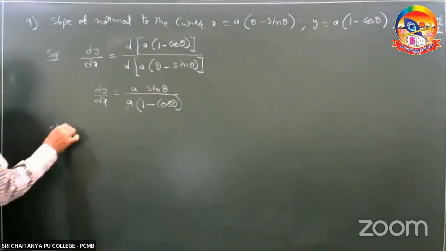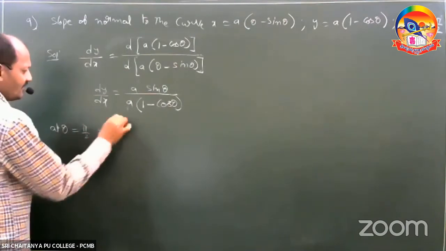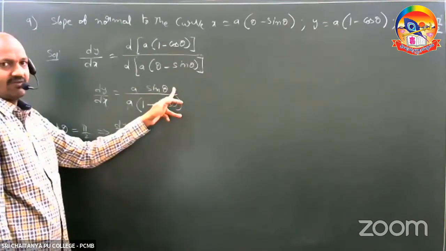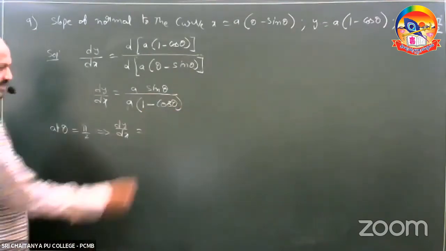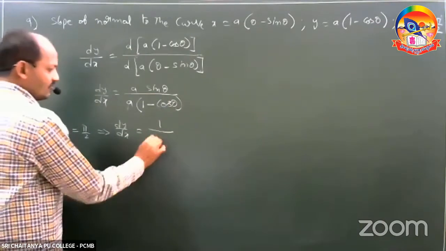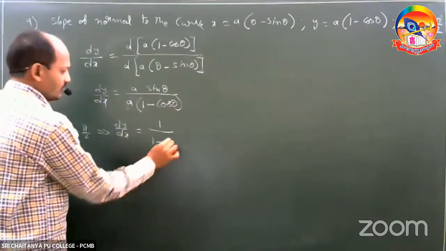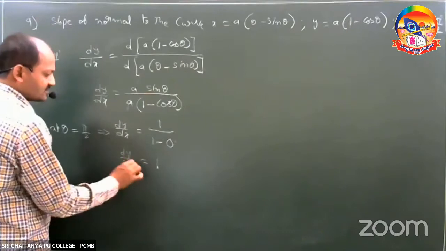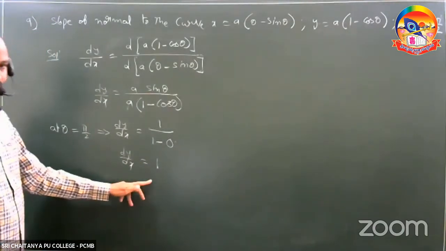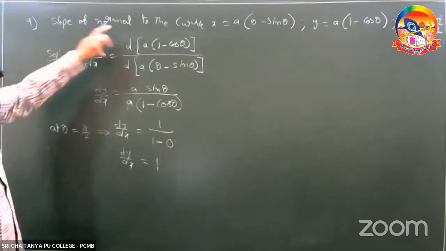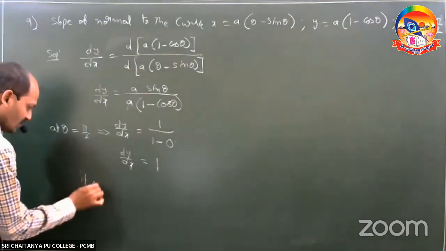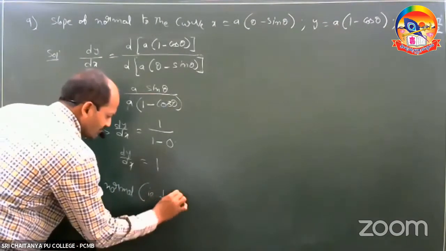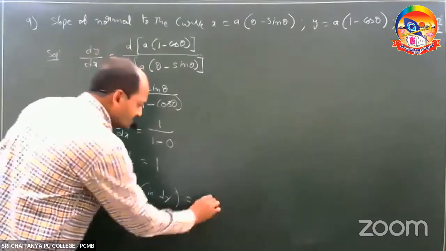So at theta is equal to pi by 2, dy by dx: numerator sin pi by 2. Theta value pi by 2. So in pi by 2, it is 1 divided by 1 minus cos pi by 2. Cos 90 is 0. 1 divided by 1. It is dy by dx. dy by dx means it is a slope. Slope is 1. But here find a normal. Normal means perpendicular. So perpendicular slope of 1 is minus 1.